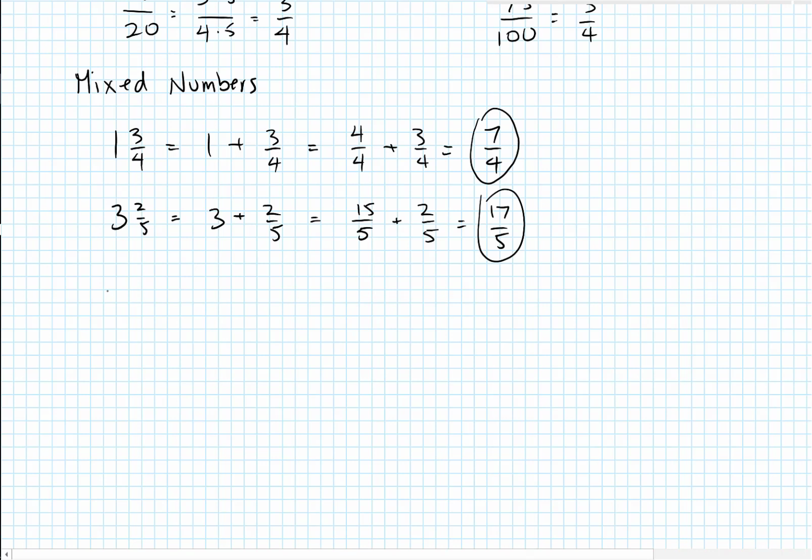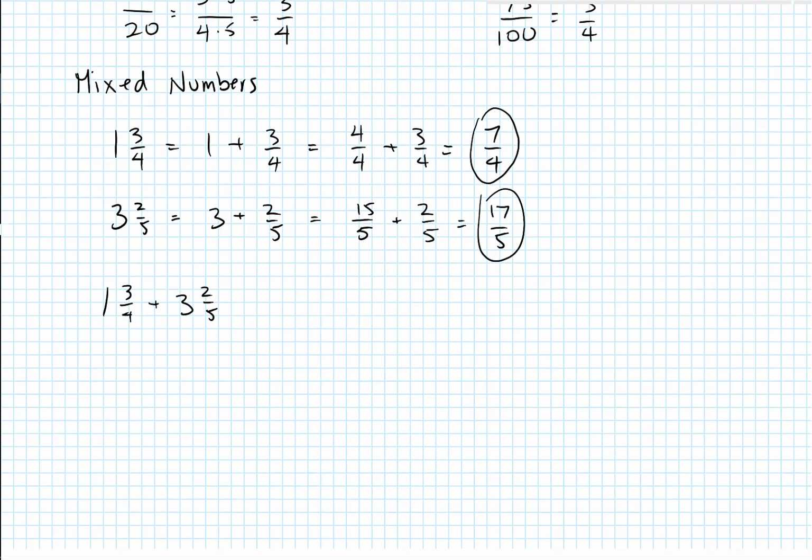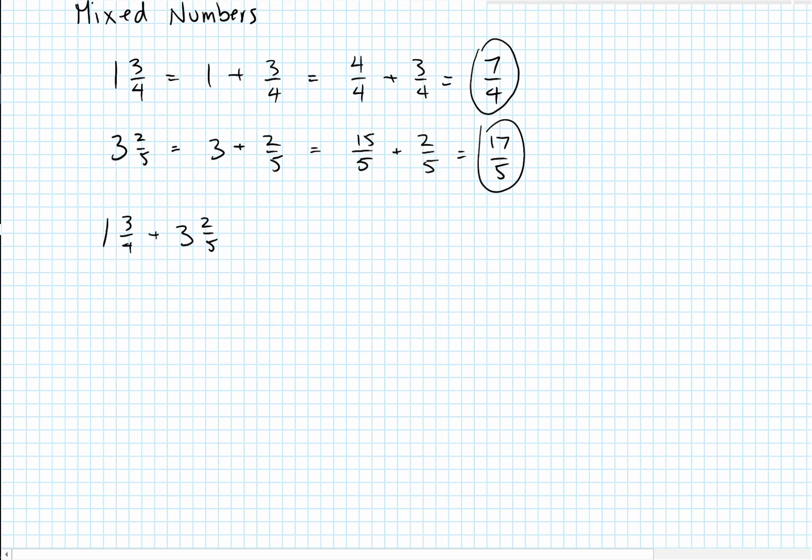And if I have to add these two mixed numbers, 1 3/4 plus 3 2/5, I would suggest that the first thing you want to do is to convert them into common fractions. Well, we've already got the two conversions there. This is just 7 over 4 and 17 over 5. 4 and 5 don't have any common factors, and so the lowest common denominator really is just going to be the product of them.